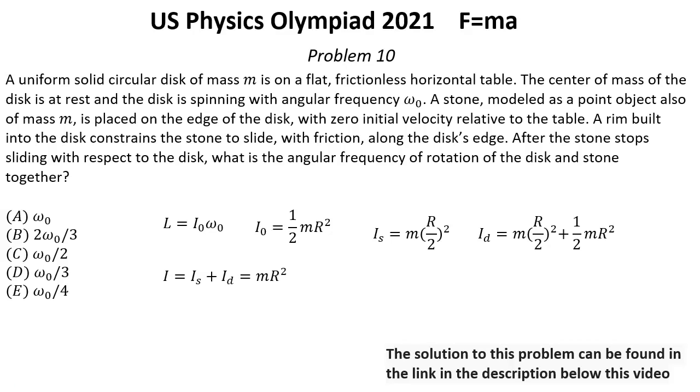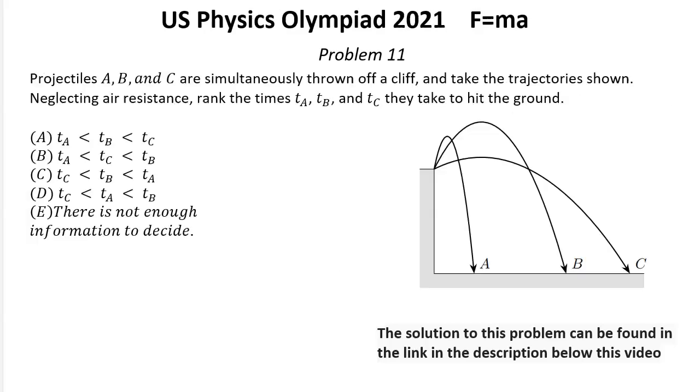Now we can use angular momentum conservation. I multiplied by omega equals I0 multiplied by omega 0, and the final frequency will be omega 0/2, which is answer C, and that was the solution for problem number 10.